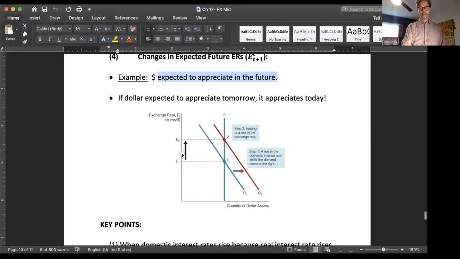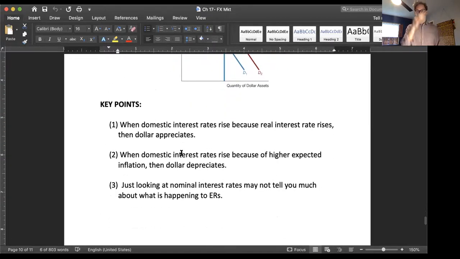Okay, so this is a really key point on which to somewhat conclude our discussion of interest rate parity and exchange rates in the short run: the relationship between interest rates and exchange rates is a little complicated. When I've been saying interest rates here, what I'm really saying is the real interest rate. The real interest rate impacts the value of a currency.